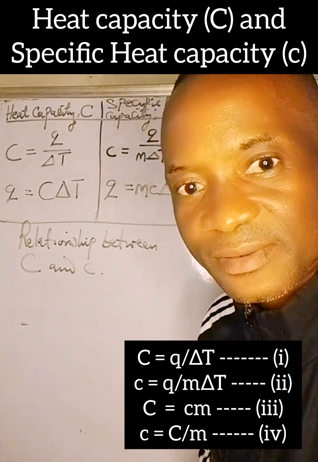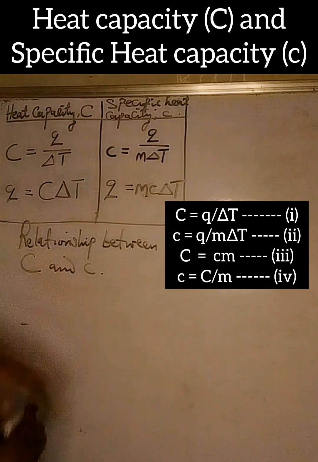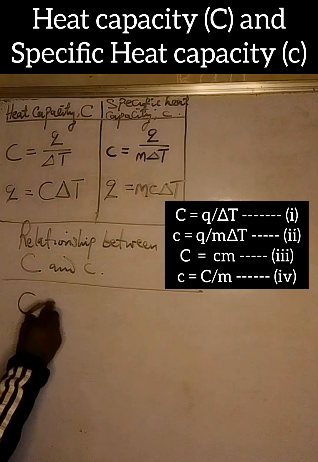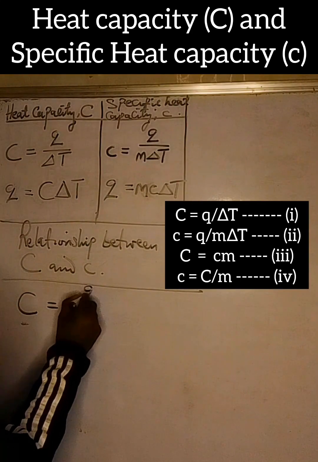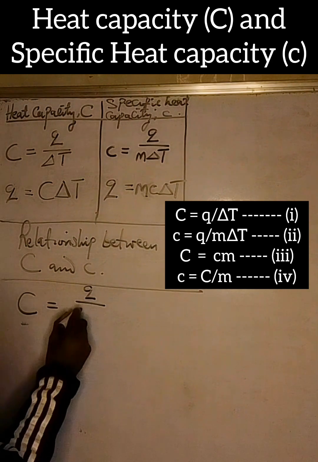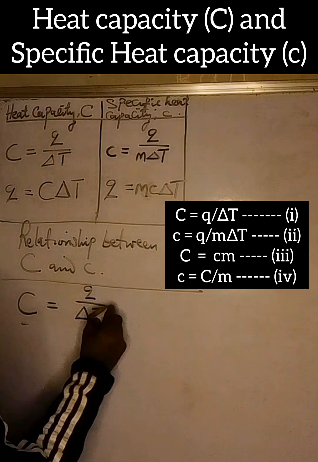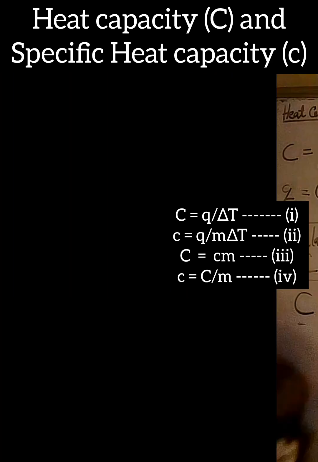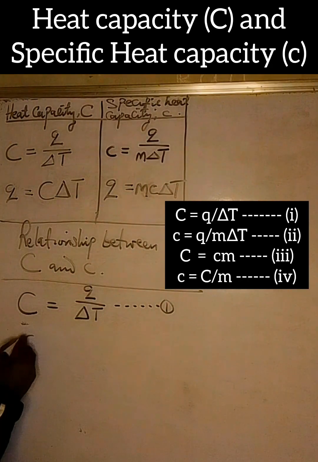Is there any mathematical connection between heat capacity and specific heat capacity? Let us find out. Let's check this equation out. Heat capacity is equal to quantity of heat divided by change in temperature. Let's call it equation 1. Let's call this equation 2.